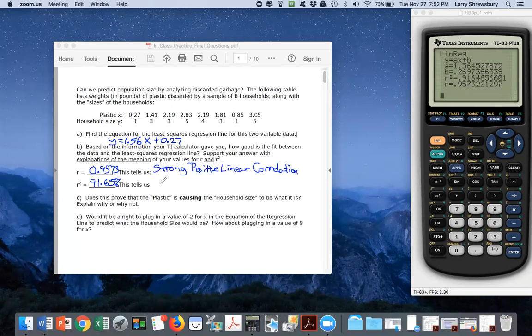That's the total variation. So for us, 91.65%. So it's not explaining 100% of it, but boy, is it explaining a lot of the total variation, and I should say in parentheses what y is, household size, is being predicted by x.